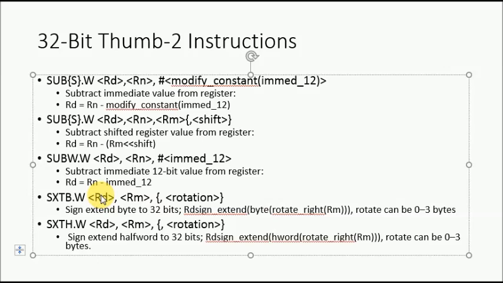Similarly here, the sign extended, that is SXTH.W. Here the byte is used, that is 8 bits, whereas here the half word is used, and the result will be transferred into the register Rd.